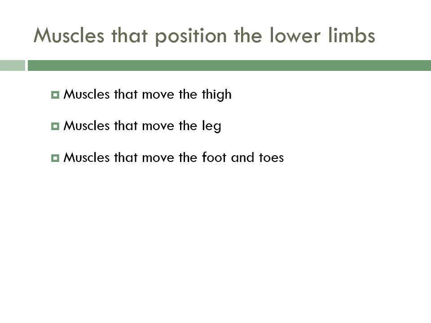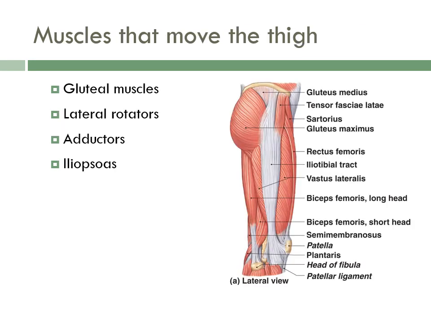We have muscles that move the thigh, muscles that move the leg, and muscles that move the foot and toes. So it's very similar to the upper extremity and muscles that move the shoulder, the arm, and the forearm. Here it's the thigh, the leg, and the foot and toes. In the thigh, we have the gluteal muscles, which are on that posterior surface. We have lateral rotators, which are going to rotate the leg laterally. We have adductors, which are going to bring the legs together. And then we have the iliopsoas muscle.